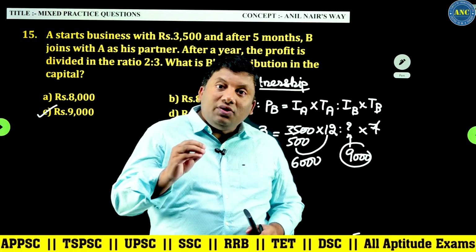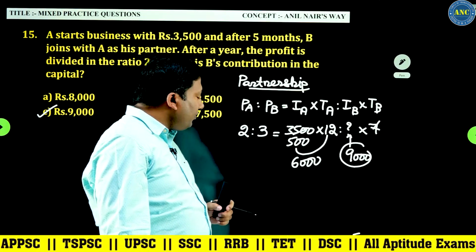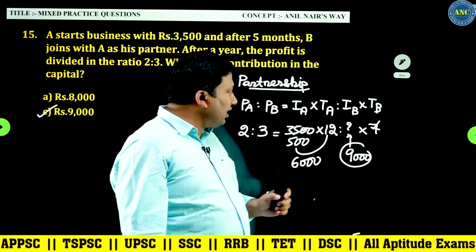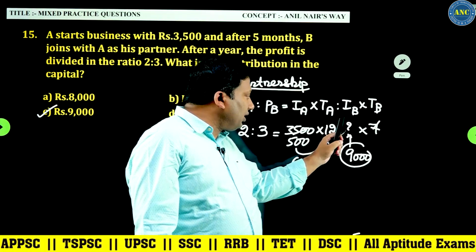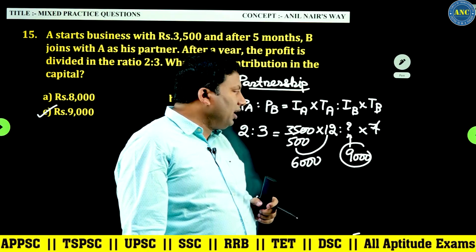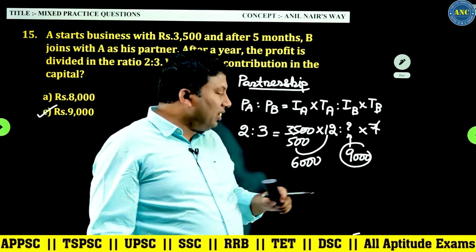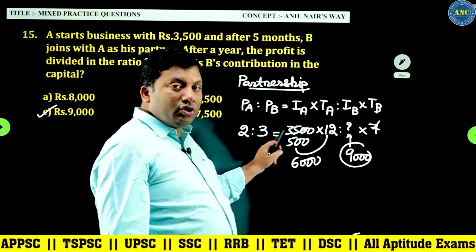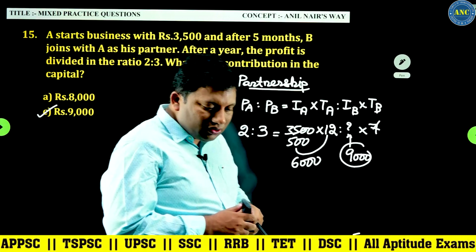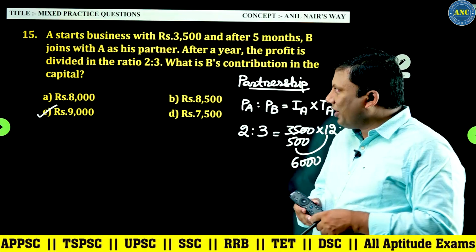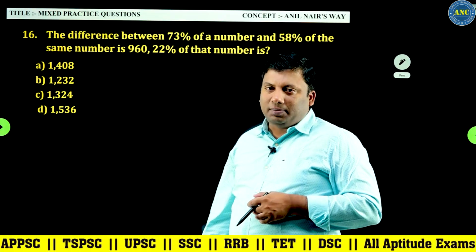Profit ratio is investment into time period ratio. Profit ratio is 2 is to 3. Investment is 3,500. Time period, he invested the money for 12 months. Investment of B is a question mark. Time period of B is 7. 7 500s are 3,500. 500 into 12 is 6,000. This is in the ratio 2 is to 3. 2 into 3,000, 6,000. 3 into 3,000, 9,000. I hope the idea is clear. Profit ratio is equivalent to investment into time period ratio.